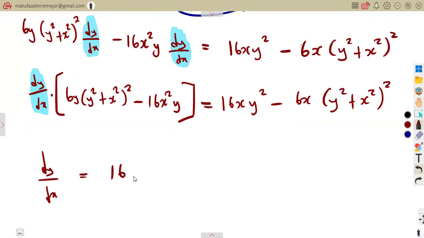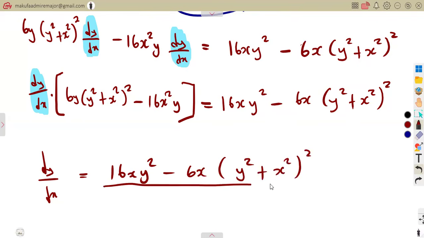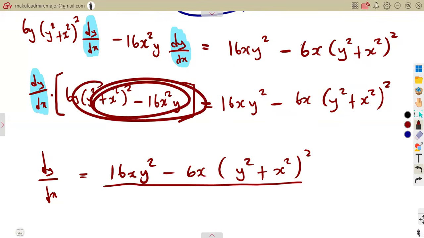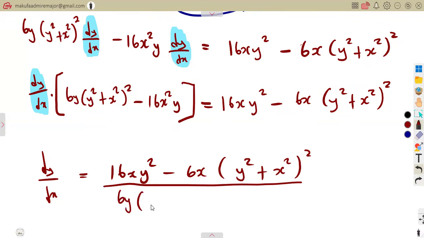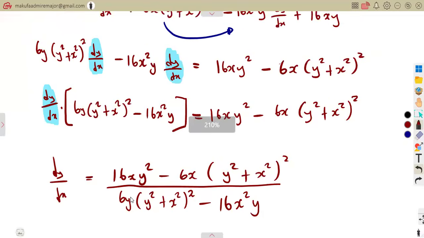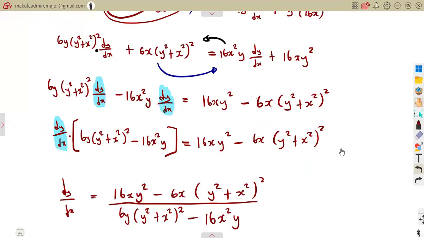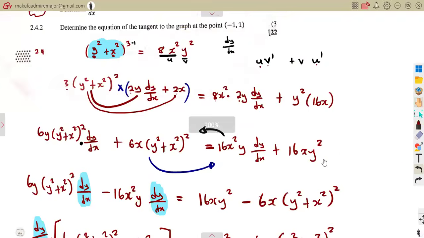So meaning to say it was going to be 16x, that's 16xy squared minus 6x into (y squared plus x squared) squared, like this, everything over this bracket that you're dividing with. So that's 6y into (y squared plus x squared) squared, like this, minus 16x squared y. So this is how you could have simplified to the last part. Guys, I hope we are together there.